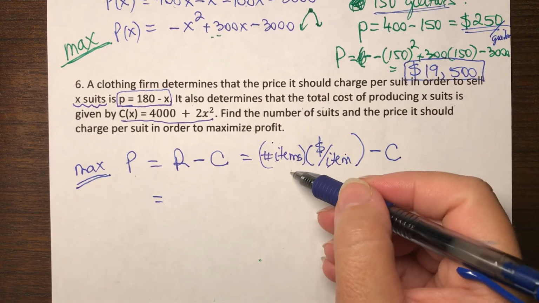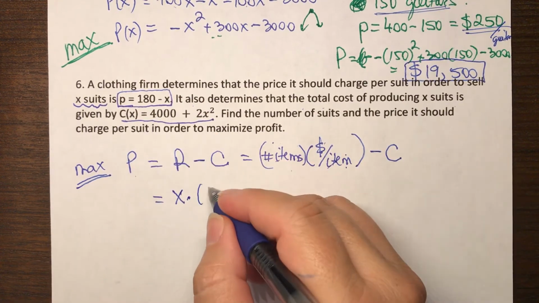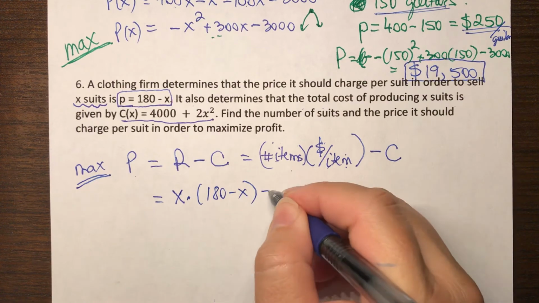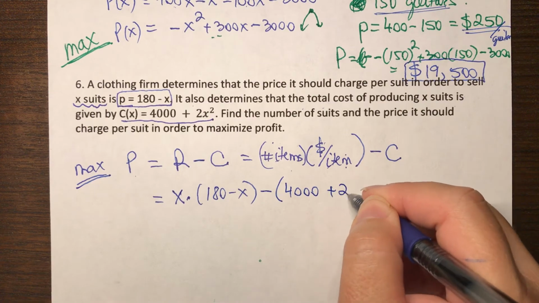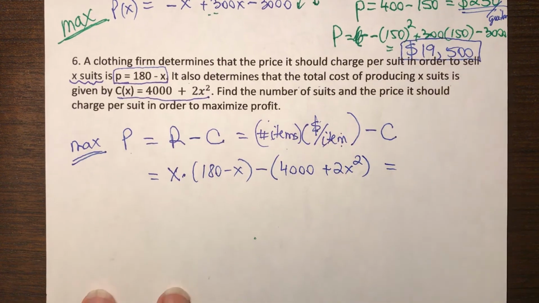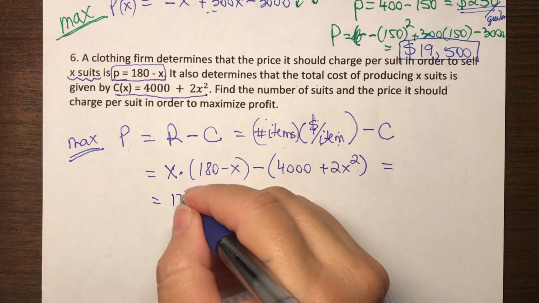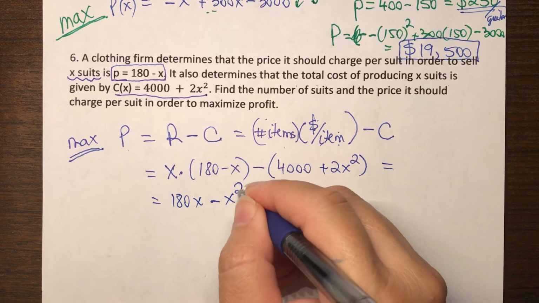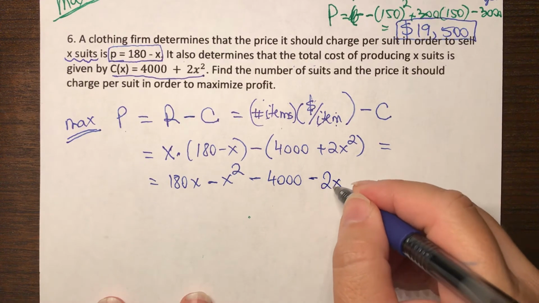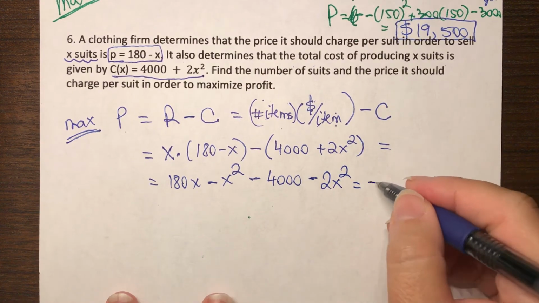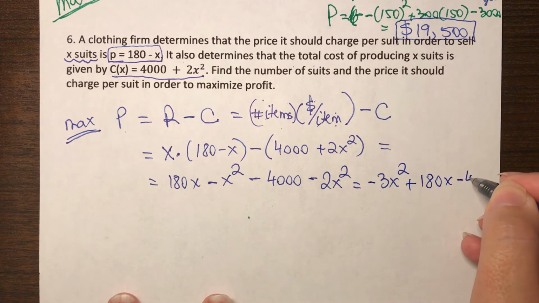So, how many items are we selling? X suits. Times, what's the price at which we're selling them? 180 minus X. Minus, what's the cost? It says 4,000 plus 2x squared. So again, be careful on the algebra so you can distribute the minus properly and get the right answer. So that's 180x minus x squared minus 4,000 minus 2x squared. Combine like terms, that's negative 3x squared plus 180x minus 4,000.